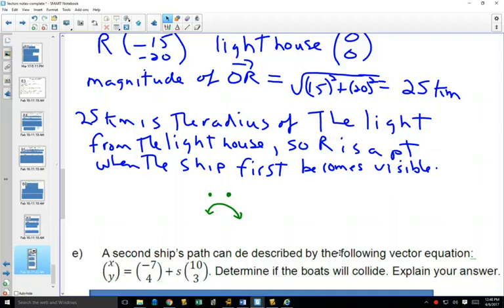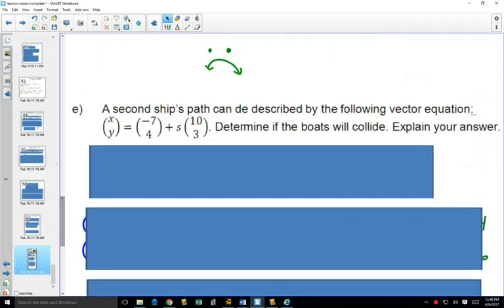One more question. Here we go. Oh, of course, we have to keep with our theme. Second ship's path can be described as follows. Determine if the boats will collide. Now, does yours have an S or does yours have a T? S. Yours has an S as well. Okay.